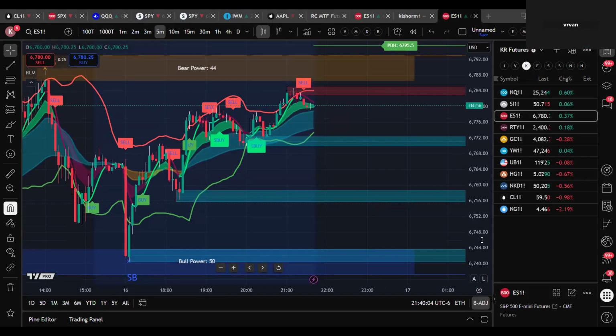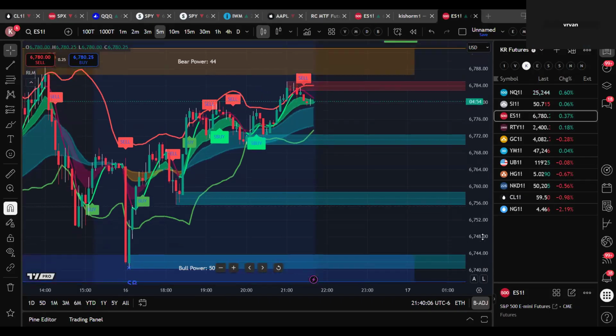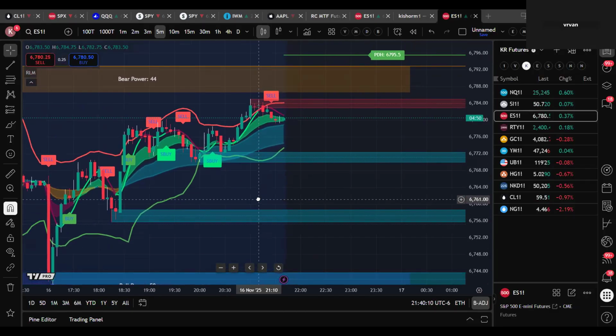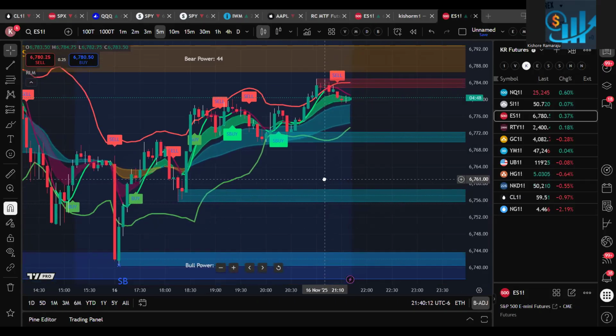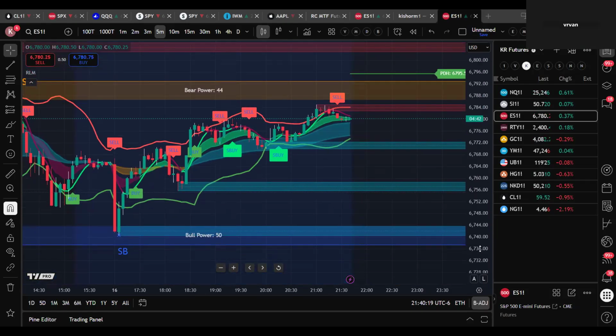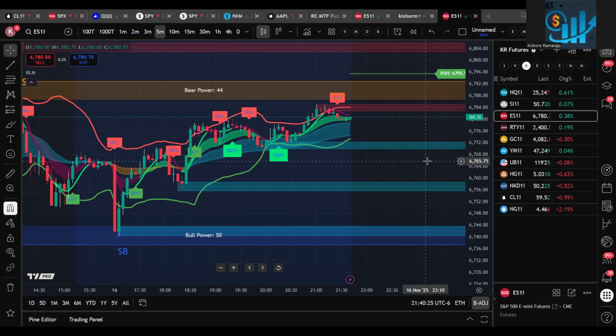Sure. So is the reversal indicator available yet, or are you yet to publish it? Which reversal? The reversal you added to the RLM. That is already published. You just have to delete and add it back in a new tab. Okay, got it.